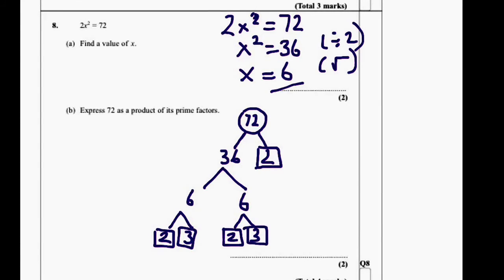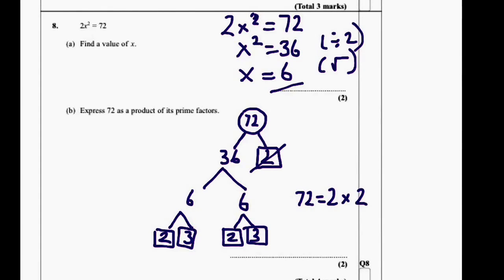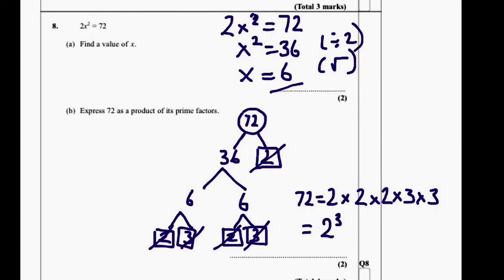So now I can just take these prime numbers and write 72 as a product of them. And product means times, so this is 72 is equal to 2 times 2 times 2 times 3 times 3, which could also be written as 2 cubed, because it's been multiplied by itself 3 times here, times 3 squared. Done.